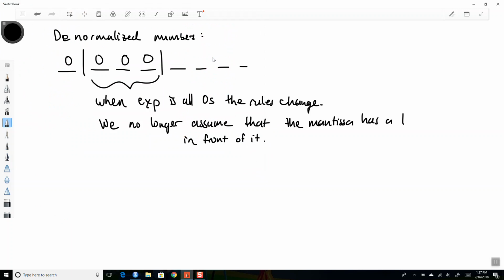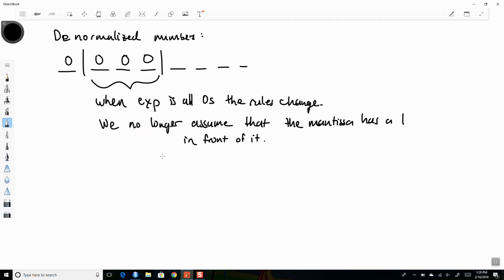Because you can have like 2 times 1 times 2 to the negative whatever, 3 or something, but that's not 0. Okay, so there's no way to represent 0 if we're always assuming that the mantissa has a 1 in front of it. So it does make sense to always assume that the mantissa has a 1, but we need to build in an exception so that we can represent smaller numbers and represent 0. So when the exponent is all zeros, the rules change. And this is how we are going to do it.